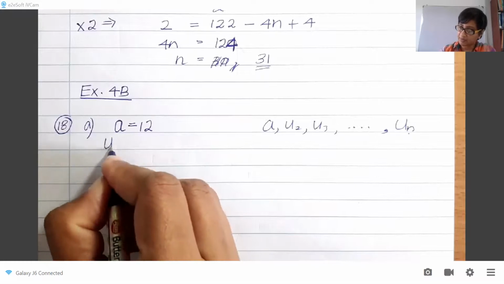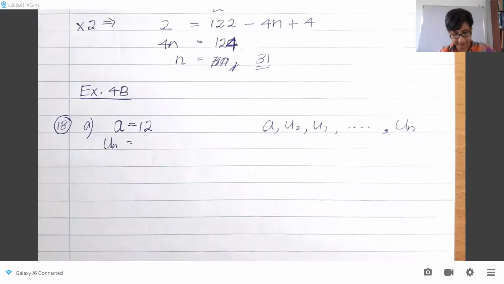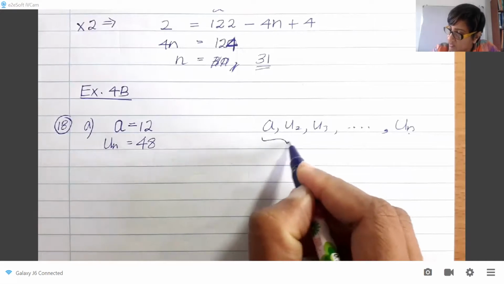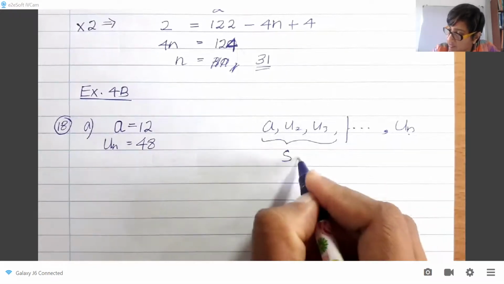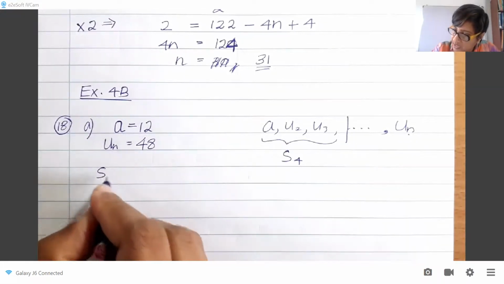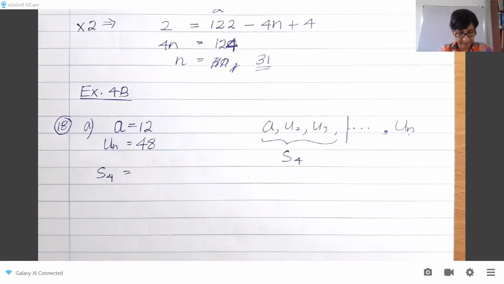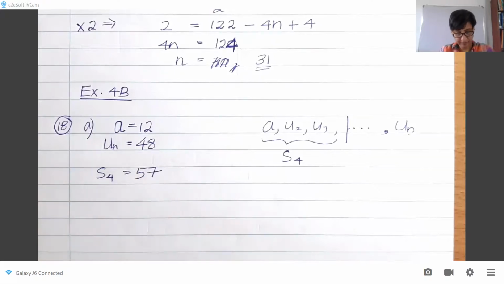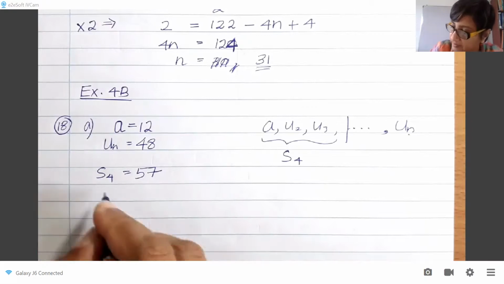Then Un, they have given, is 48. And Un is the last term. The sum of the first four terms, up to four terms, S4, they are talking about S4. S4 is 57. Find the number of terms in the progression. N.